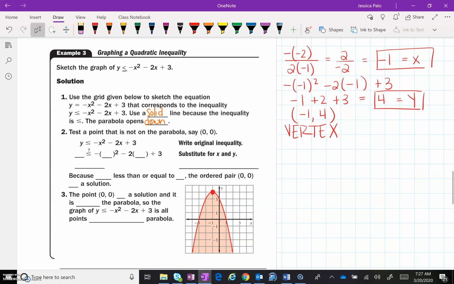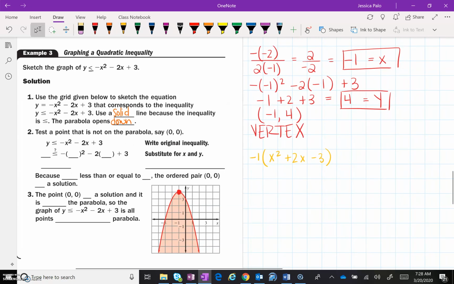Now if you look at this quadratic inequality, you can see that it is in fact factorable. So instead of doing that whole quadratic equation thing, you definitely can if you would like to. Let's just factor this. We'll take out that negative 1, which gives us x squared plus 2x minus 3. The factors of negative 3 that will give us positive 2 are 3 and negative 1.